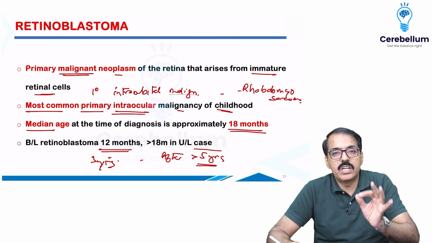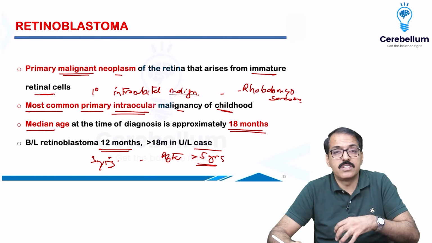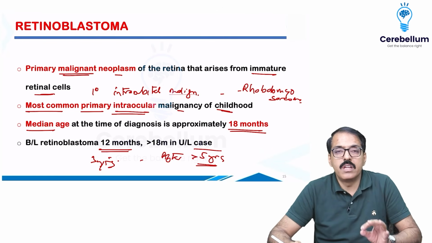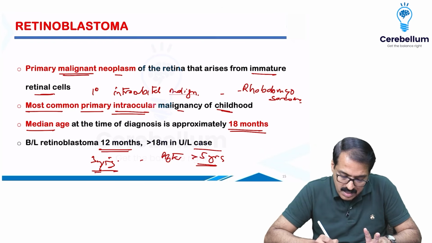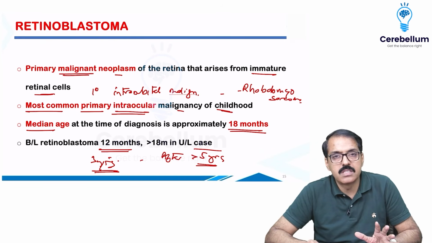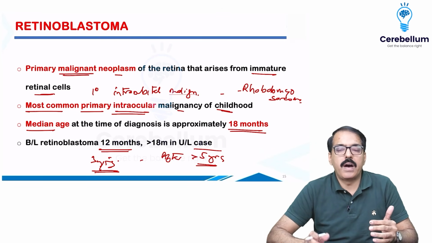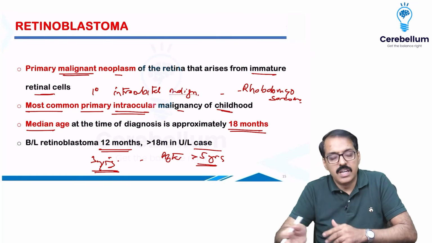It's a life-threatening disease because the disease has a tendency to metastasize into the body. So it is very, very important to treat the patient. Most of the cases will present by 3 years. Peak of presentation is at 18 months. Bilateral retinoblastoma will tend to present earlier. Unilateral cases will tend to present later.